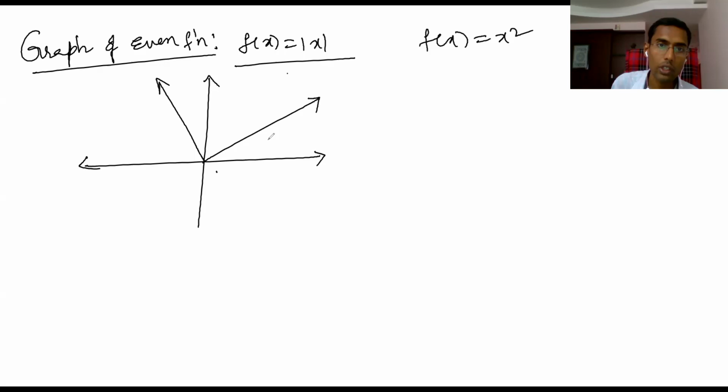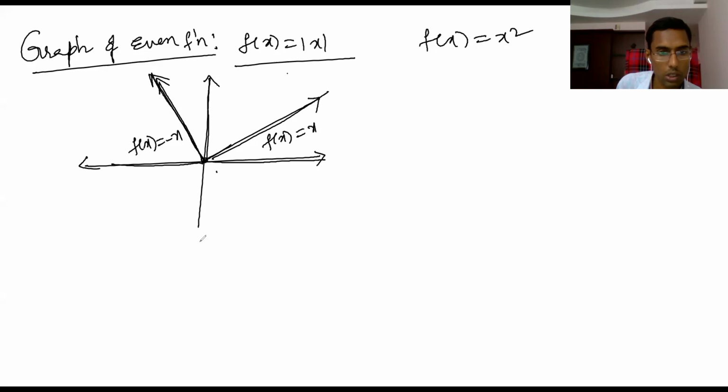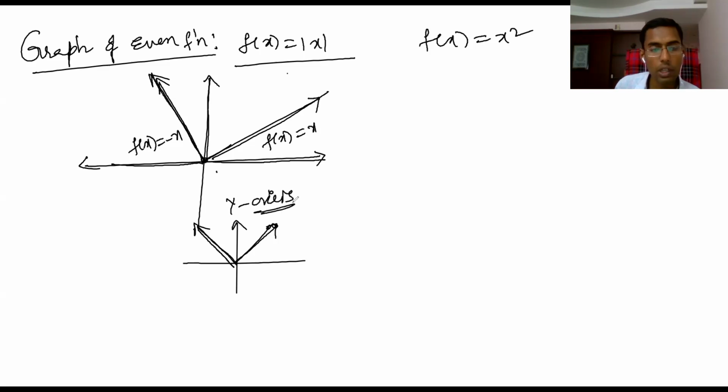For x positive, f of x equal to x. If x is negative, f of x equal to minus x. Like this you get the graph. That means it is symmetric, exactly like this. So the graph is symmetric about the y-axis.